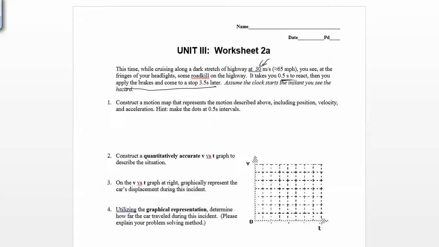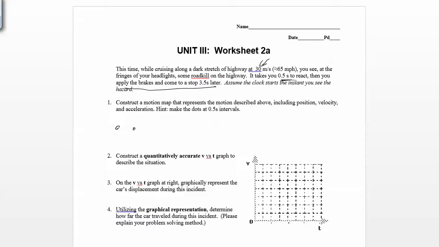Construct a motion map that represents the motions described above, including position, velocity, and acceleration. Hint: make the dots at 0.5 seconds intervals. Right now, let's never mind acceleration. Let's just worry about position and velocity. Well, a motion map is going to be your dots. So this is where you start the dots. Now, I'm not going to do all the dots for you, but our first dot is at 0 time. Second dot is 0.5 seconds later. That's our hint.